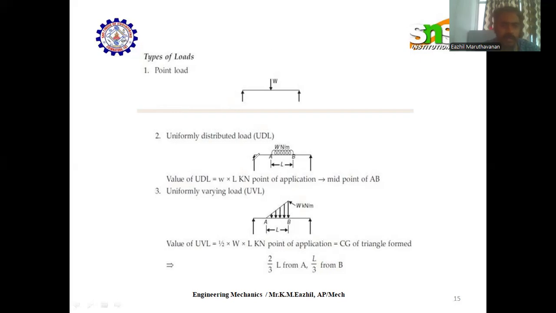Uniformly varying load: it varies, for example 2, 4, 6, 8, and 10 kilonewton, over a particular distance. All these loads need to be converted into point loads, and then we solve the problem. Let's get into the problem.